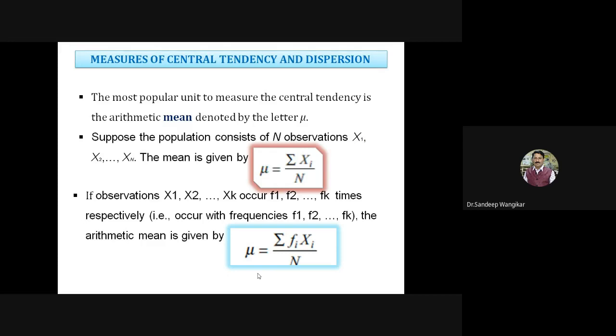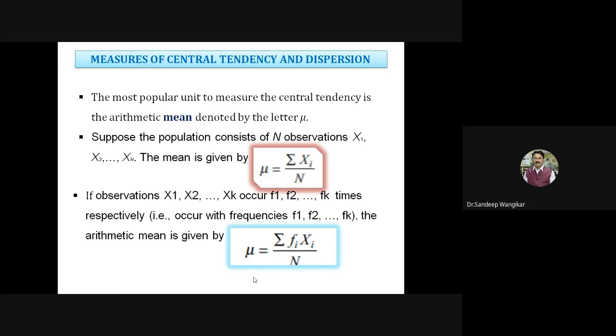If the observations x1, x2, x3, x4, up to xk occur with frequencies f1, f2, f3, f4, f5 and so on, then the arithmetic mean may be different. In the first example, there are 10 different readings, so the summation divided by 10 gives the mean. But in the second case, the readings occur different numbers of times. For the first case, x1, x2, x3 each appear 5 times.